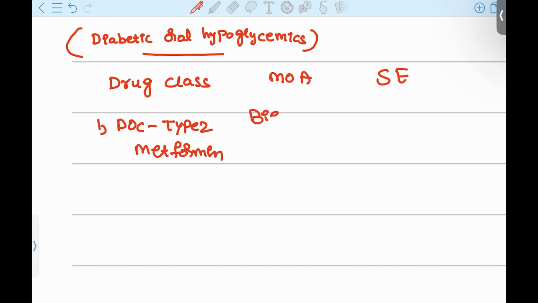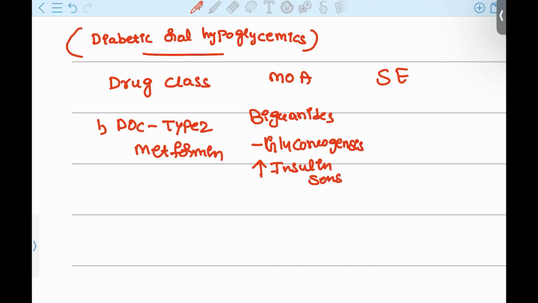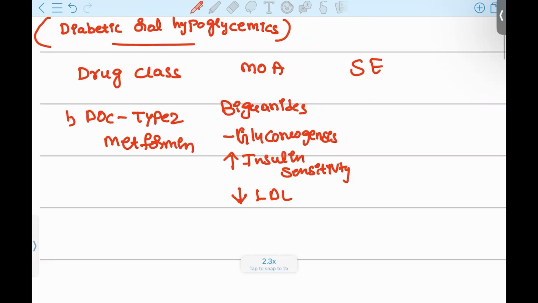What is the common mechanism of the biguanides? It will decrease hepatic glucose production, in the sense that it will decrease gluconeogenesis, and along with that it will increase insulin sensitivity. The best thing about this drug is that it will also decrease LDL. So that is why we use metformin as the type 2 drug of choice: it decreases gluconeogenesis, increases insulin sensitivity, and at the same time decreases LDL.